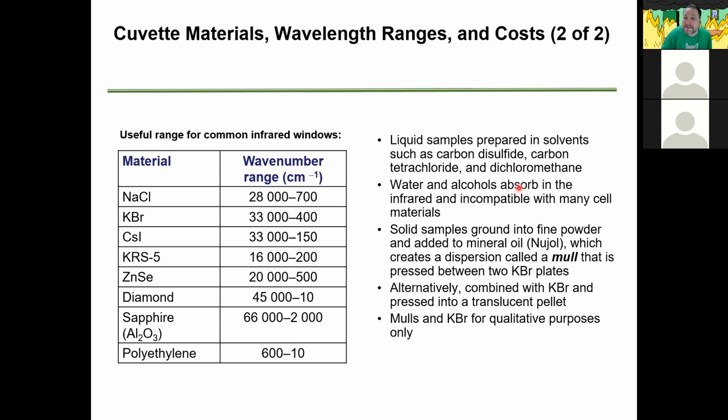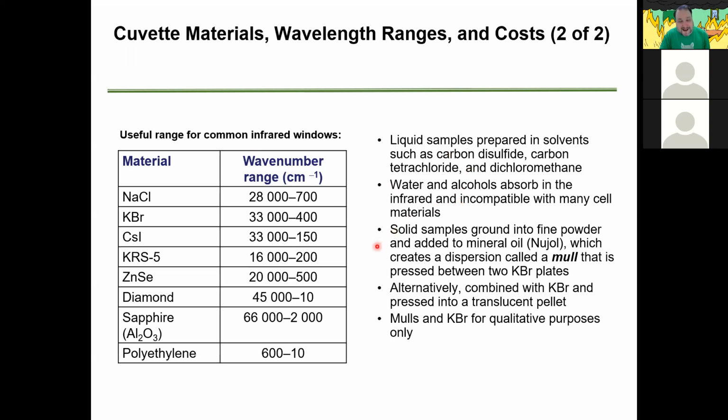Liquid samples are prepared in solvents such as carbon disulfide or carbon tetrachloride or dichloromethane. Right? So a lot of these organic solvents are things that you want to get IR spectra of. You can't put them into plastic, right? So you're going to need to use a material that's going to be transparent in that region. So something that's a salt, and something that is not going to dissolve in your organic solvents. Water and alcohols absorb in the infrared, and they're not going to work with a lot of cell materials.